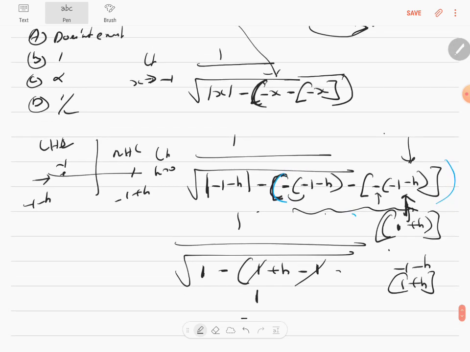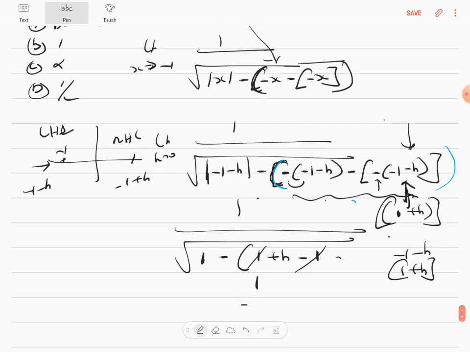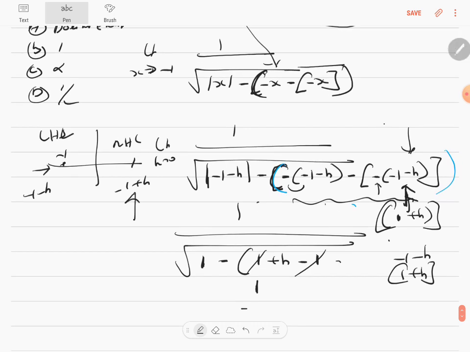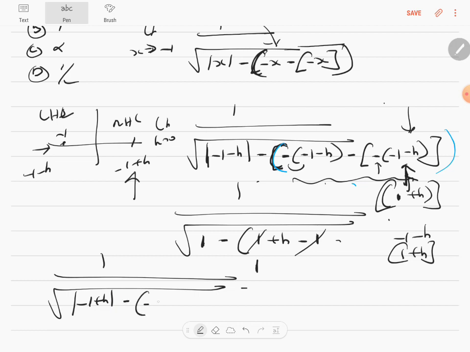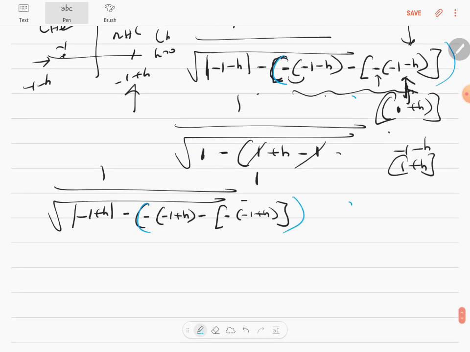For the right hand limit, I have to write minus 1 plus h. So when I write that, 1 by root of mod of minus 1 plus h minus open bracket minus of minus 1 plus h minus greatest integer function of minus of minus 1 plus h. And this you can ignore, this is an ordinary bracket, you don't have to confuse. This is a greatest integer function which has to be solved.